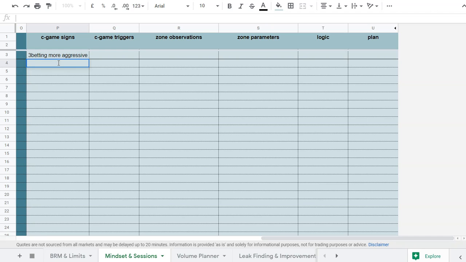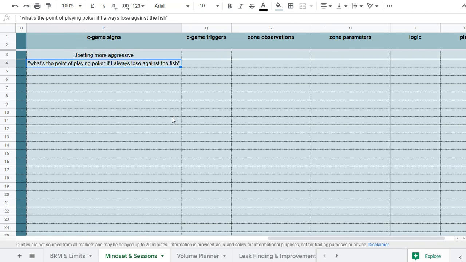It doesn't have to be a manifestation in our strategy. For example, we might think something along the following lines. What's the point of playing poker if I always lose against the fish? You'll find that you think certain types of things periodically at certain points. So whenever this particular thought process flashes across your brain, that's a telltale sign that we're no longer playing our A game. And we can then think about some of the other manifestations of that.